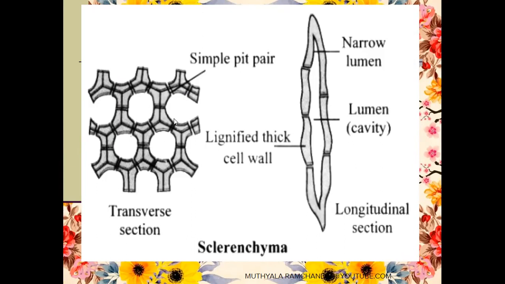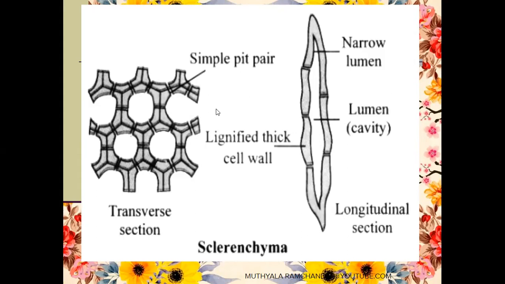So, protoplast is completely absent in the cells of sclerenchyma. Protoplast means cytoplasm and nucleus. These parts are absent in the sclerenchyma. So sclerenchyma cells are also called dead cells or stone cells.